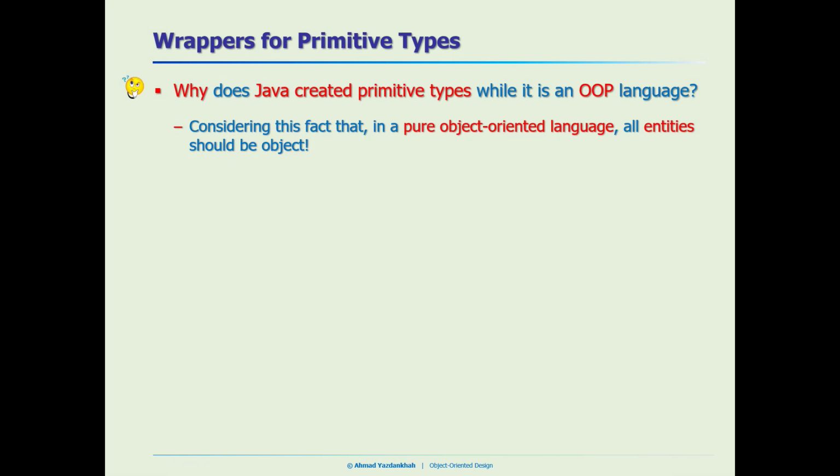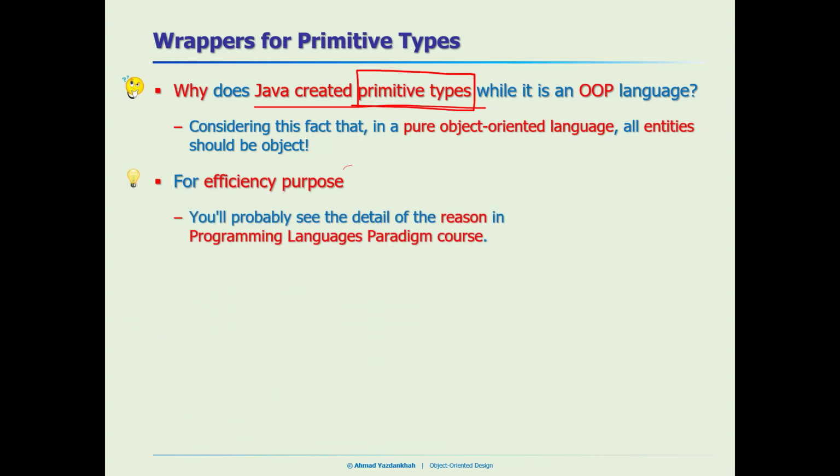Why did Java create primitive types? It is an object-oriented programming language. Everything should be an object, right? Why were the primitive types introduced in Java? This is another criticism about Java. Okay, so the answer for this is efficiency.